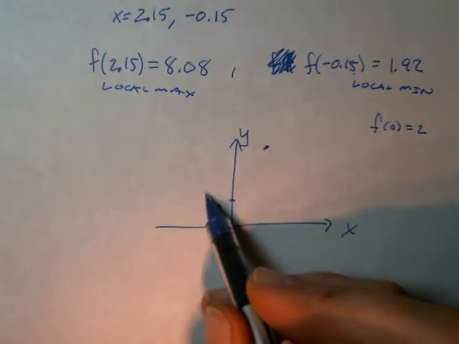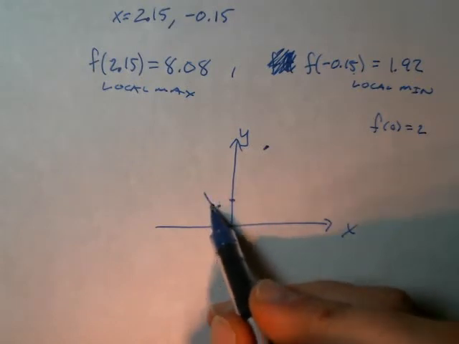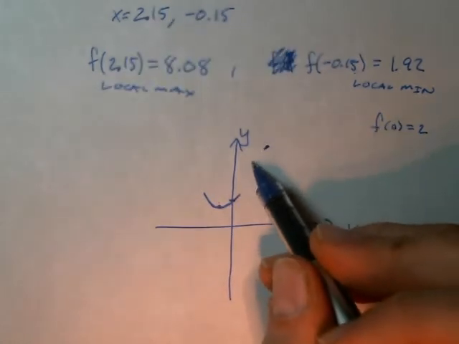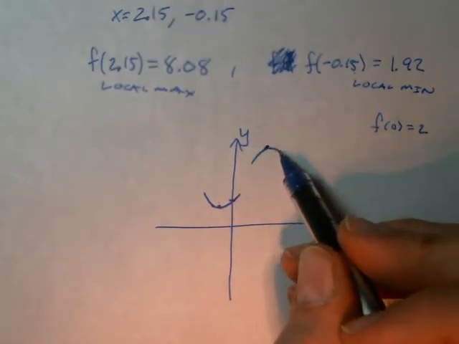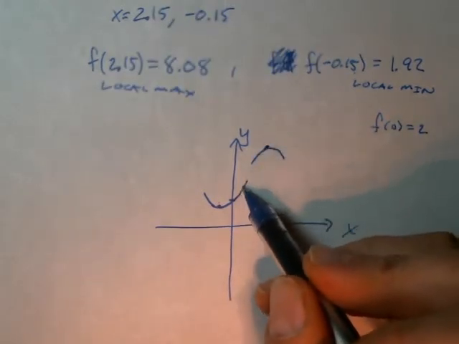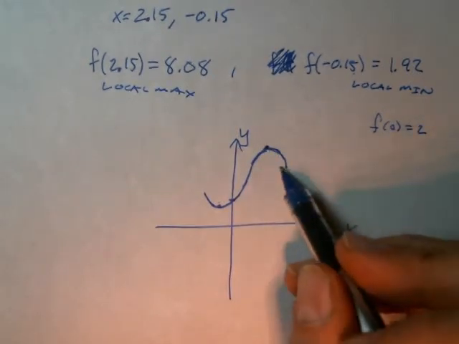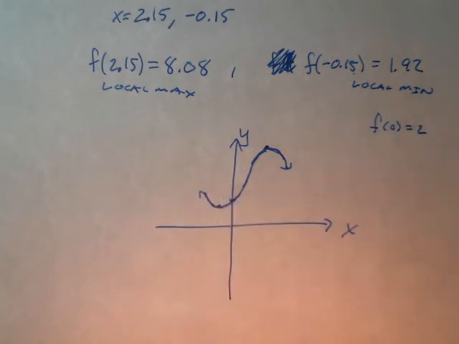And I can now see what the shape of my curve is. If this is the local minimum, then it has to make a bottom right there. If this is the local maximum, then it has to make a top right there. And I will just connect the two pieces. Okay. Am I finished yet?